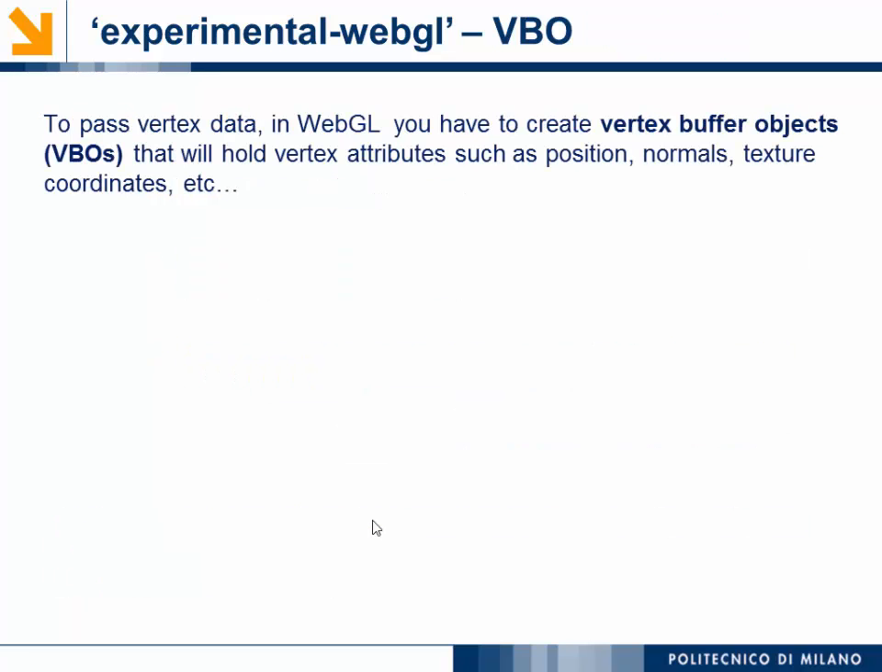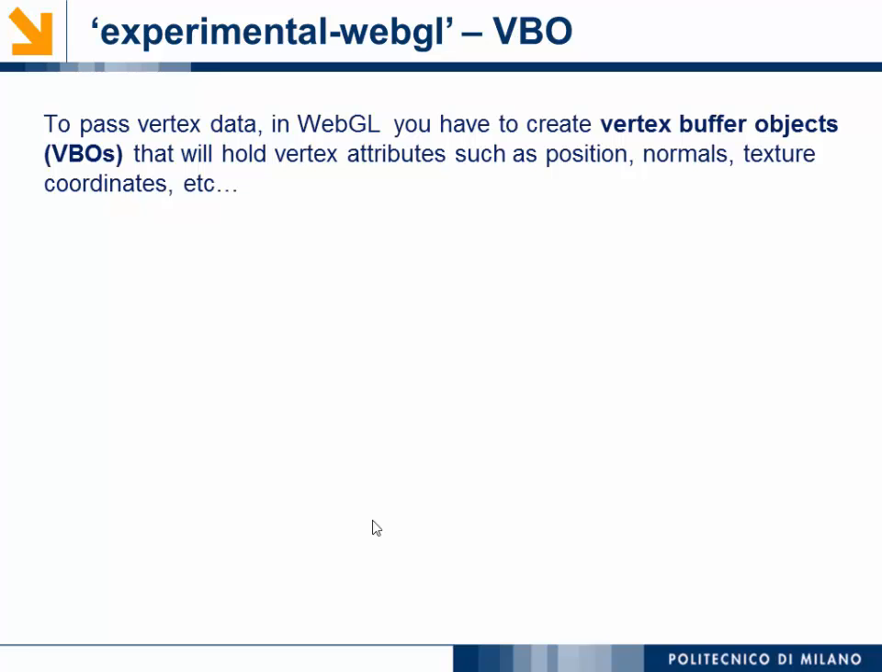To pass the data in WebGL, you have to create vertex buffer objects, usually addressed as VBOs, that hold information about the vertices. Information about vertices which now lose their geometric meaning of being a vertex, just a point in a space, and carry more information than just its position. And we will see how many and which information we can store for each vertex. Position is just one of them.